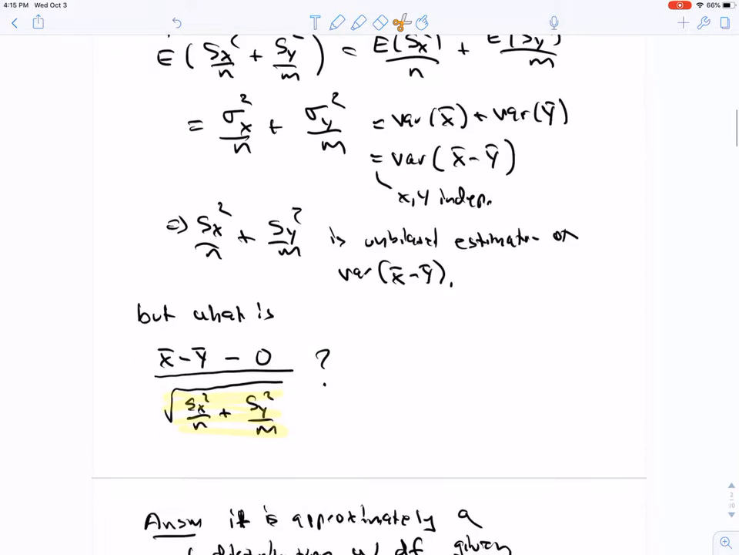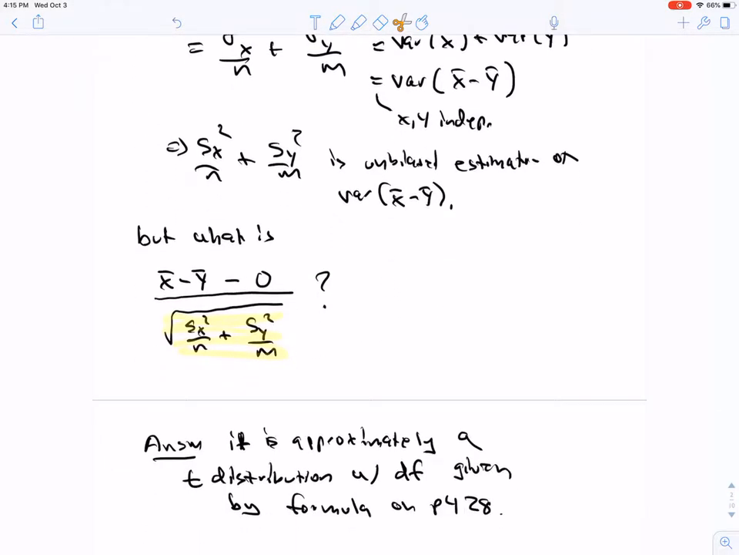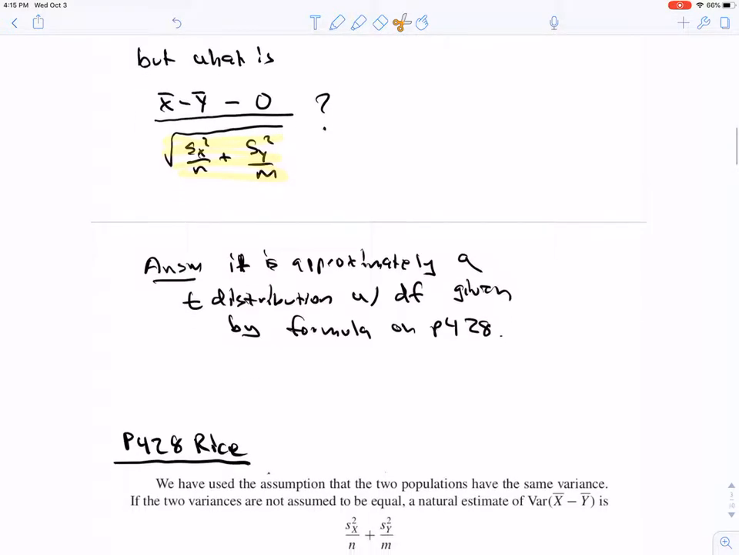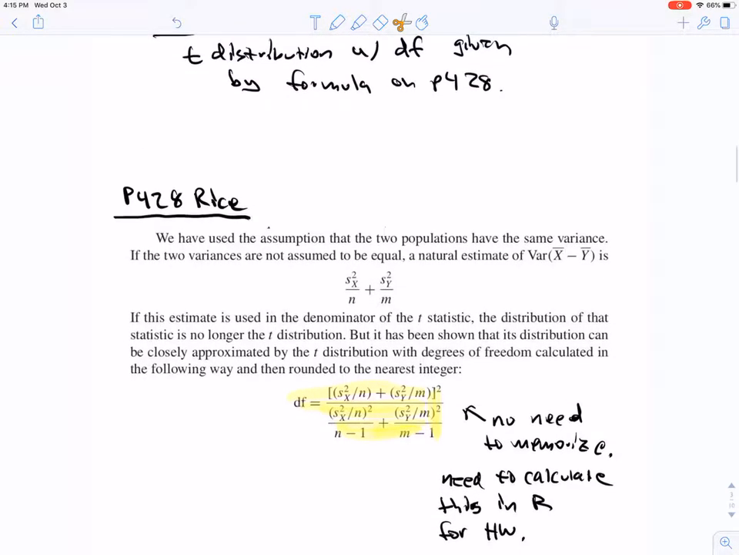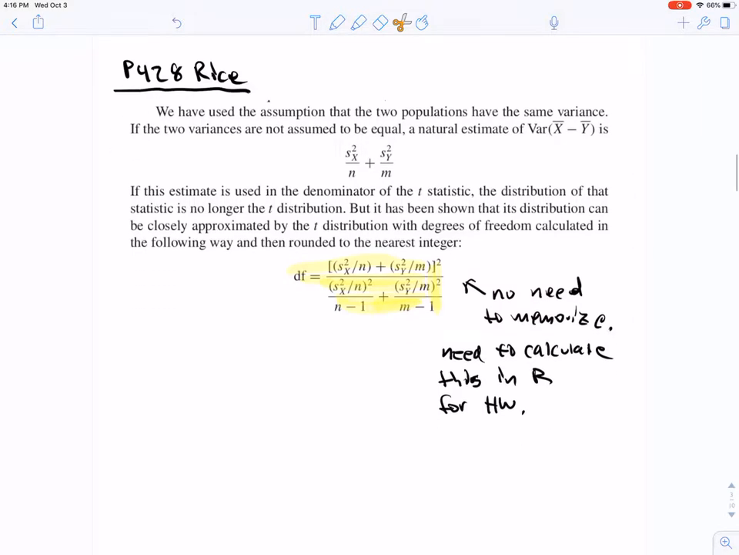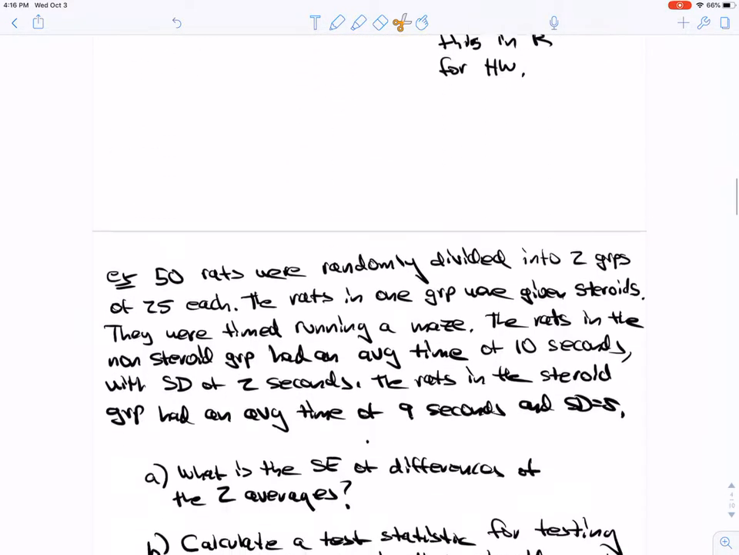But what makes it great is that the test statistic, when we use this as our standard error, is approximately a t-distribution whose degrees of freedom is given by this terrible formula here on page 428 that you don't need to memorize, but you do need to know about, and usually you use it in R. So you'll have a homework problem with this.